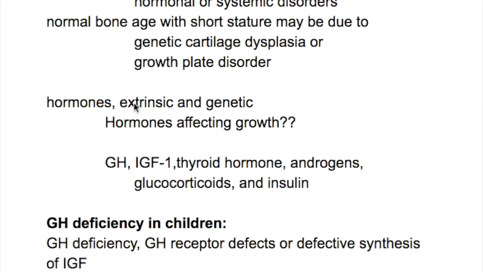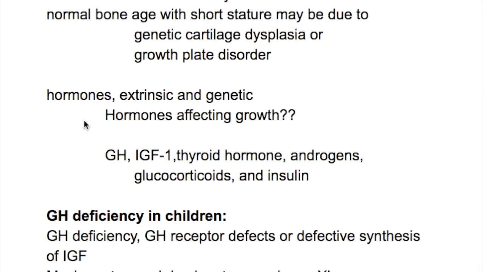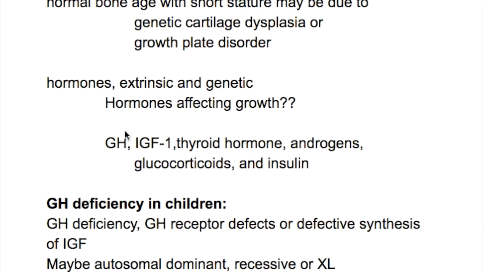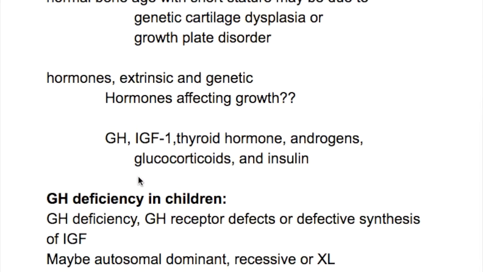So, what are the causes of dwarfism? Hormonal, extrinsic, or genetic causes? Which hormones affect the growth? Deficiency of them causes dwarfism. Growth hormone, intrinsic factor, thyroid hormone, androgen, glucocorticoids, and insulin deficiency may cause dwarfism.